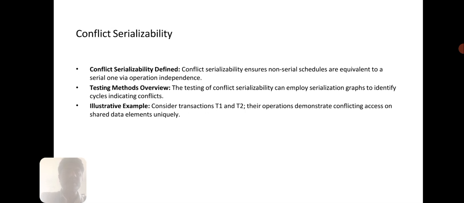Next is conflict serializability. Conflict serializability ensures that non-serial schedules are equivalent to a serial schedule, based on an overview of operation independence. Now the testing method overview. The testing method employs a serializability graph and identifies cycles, indicating conflicts. An illustrative example: transactions T1 and T2, whose operations demonstrate conflicting access on shared data elements.